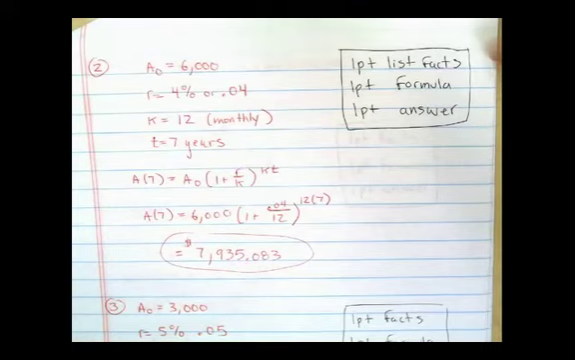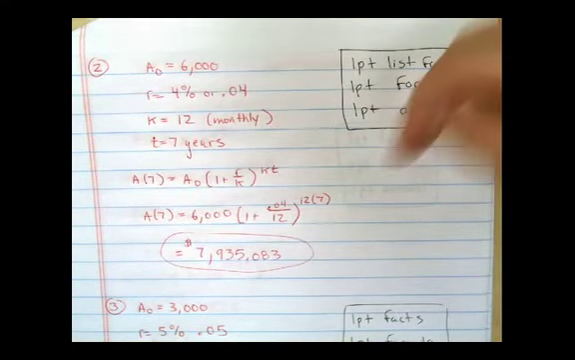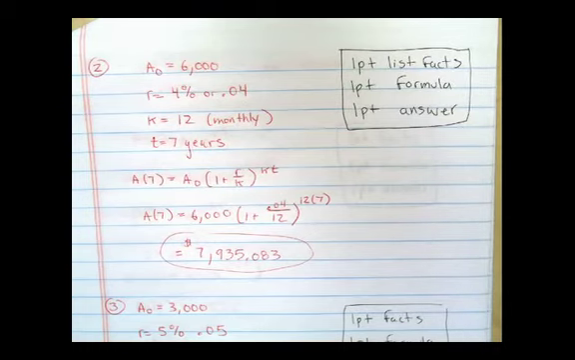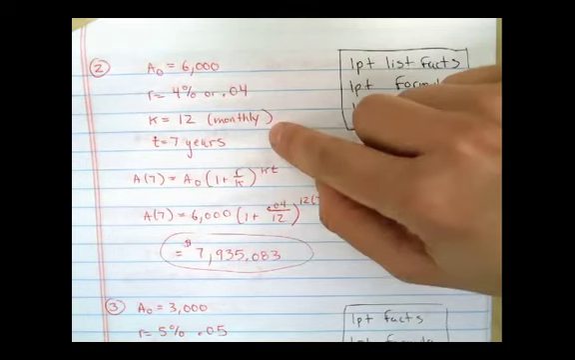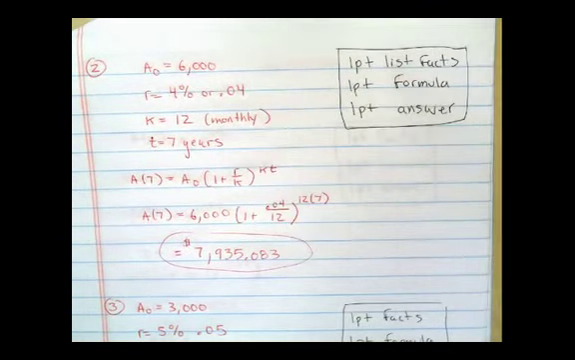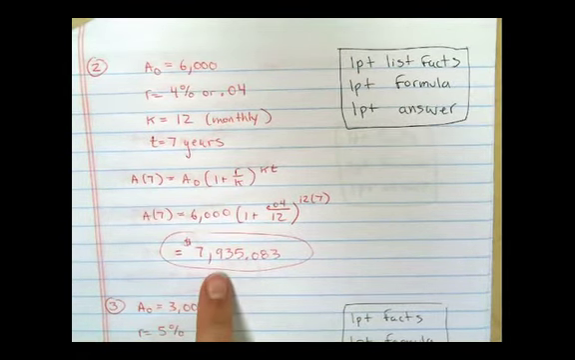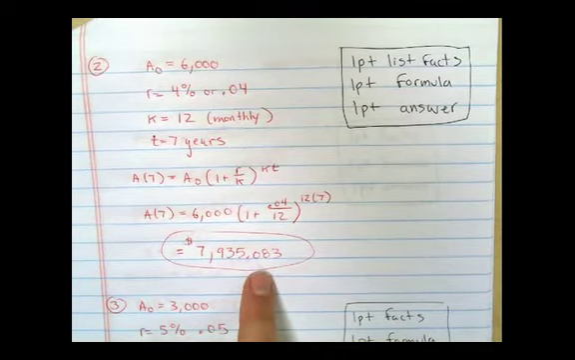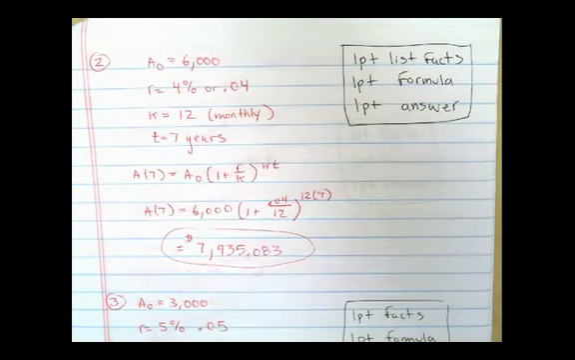Then question number 2, let's flip this over. We're doing bank account problems. Here's what I'm looking for. List the facts, get the formula right, and get the answer right. So here's the facts. Initially, the money is $6,000. The interest rate is 4% as a decimal 0.04. Monthly means we have a k equals 12 value, and time is 7 years. So we're going to plug in to the formula all these facts and get $7,935 and about 8 cents. 0.083 if we go 3 decimal places.